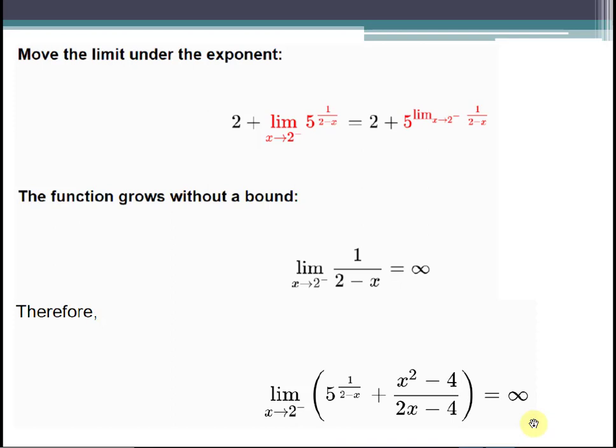So the left side limit is equal to infinity, and the right side limit is equal to 2. So it means there exist left side and right side limits, but they are not equal. It means we don't have a limit, a two-sided limit.